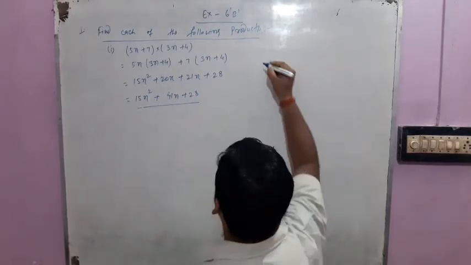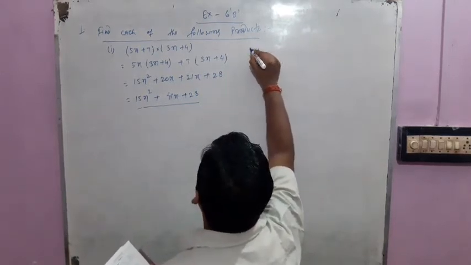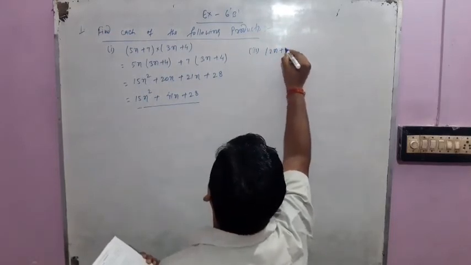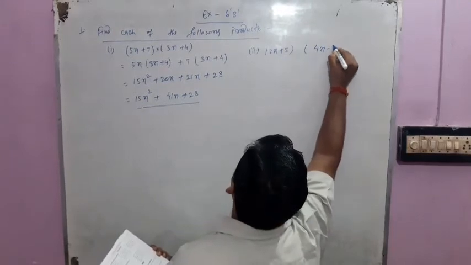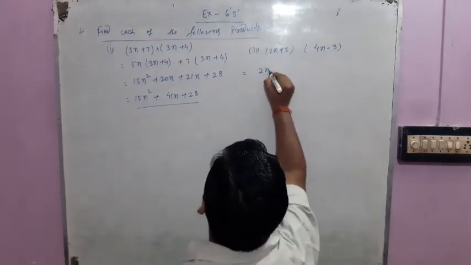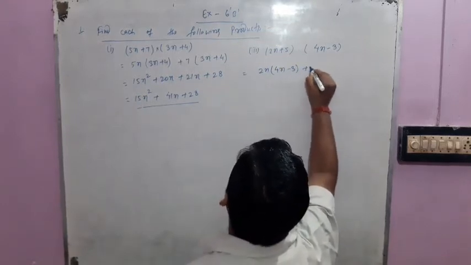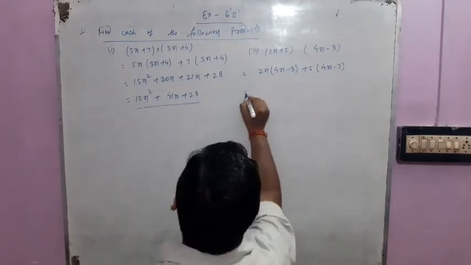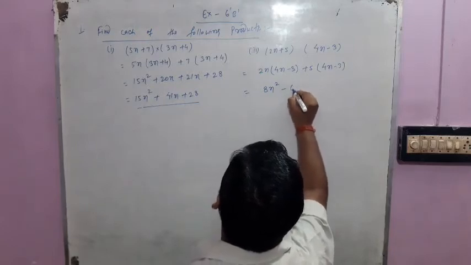Look, one more question, students, in which one term of the binomial is positive and the other one is negative. 2x plus 5 multiplied with 4x minus 3. Now again, first we multiply 2x with 4x minus 3 and plus 5 with 4x minus 3. Now 2 times 4 is 8x square and 2 times 3 is minus 6x.